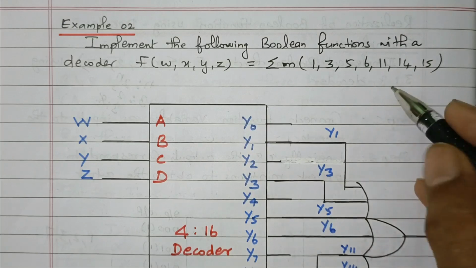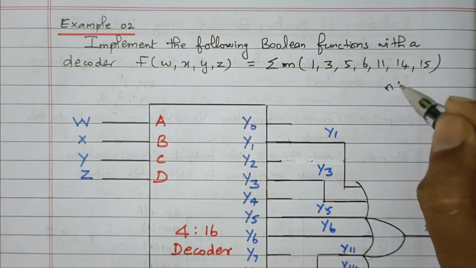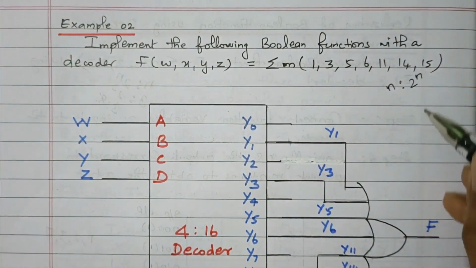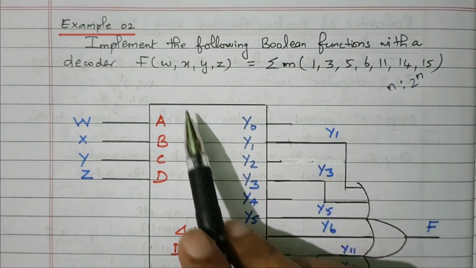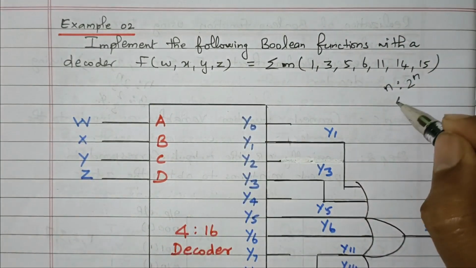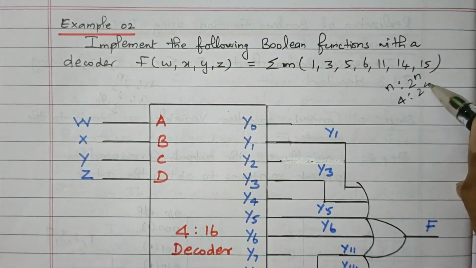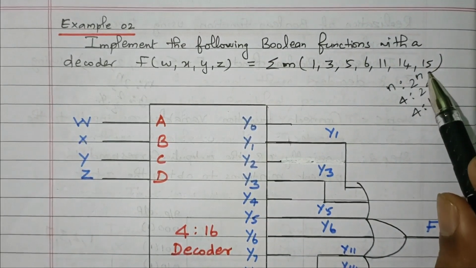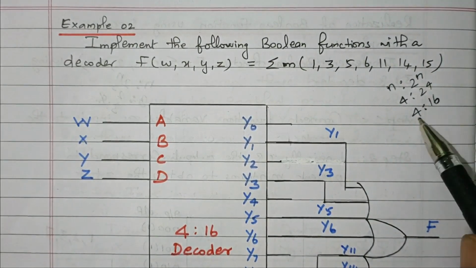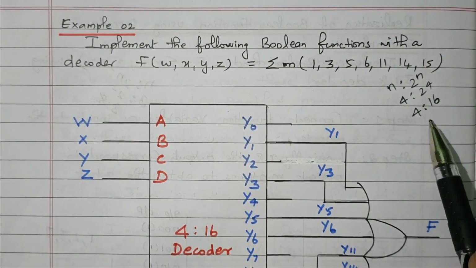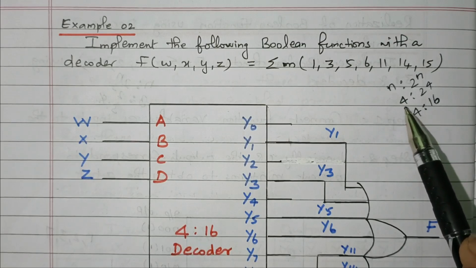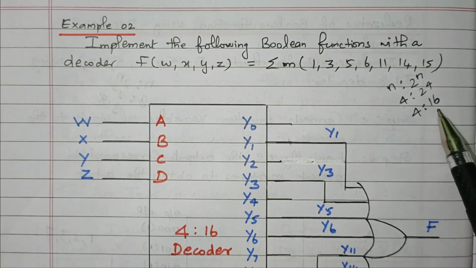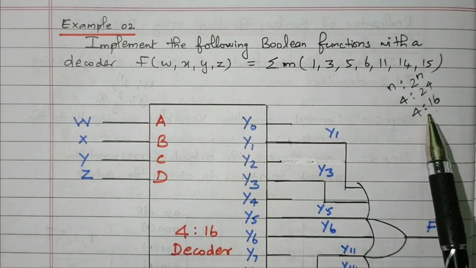We know that a decoder is a device having n inputs and 2 to the power n outputs, right? Here 4 inputs are available, so n equals 4 and 2 to the power 4 is 16. That is 4 inputs and 16 outputs. Definitely we need 16 combinations of outputs, so we need to use a 4 into 16 decoder, with 4 inputs and 16 outputs. In that we will get 16 different outputs.